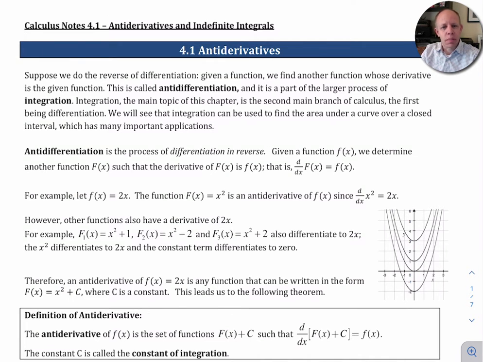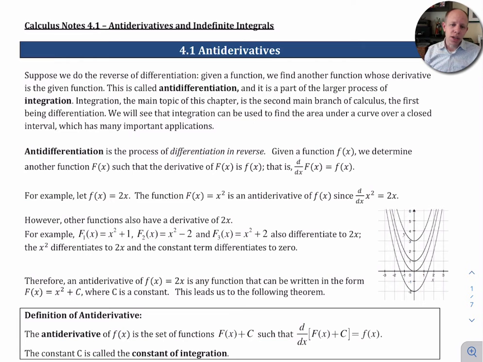Now integration, the main topic of this chapter, is the second main branch of calculus, the first being differentiation. And together, differentiation and integration come together to form what we know as calculus. We will see that integration can be used to find the area under a curve over a closed interval, which has many important applications. But first, let's talk about antidifferentiation.